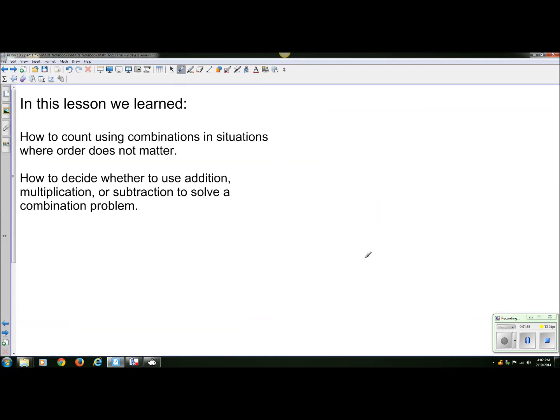Alright, so in this lesson we learned how to count using combinations in situations where order does not matter. Then we learned how to decide whether to use addition, multiplication, or sometimes subtraction to solve a combination problem. See you all in class.